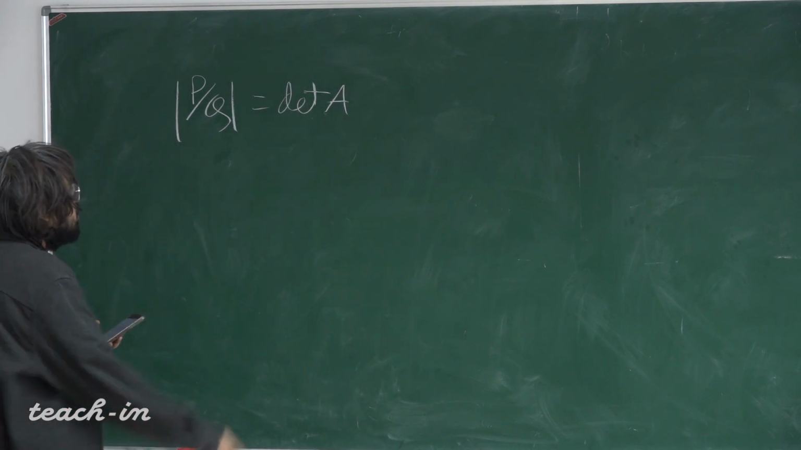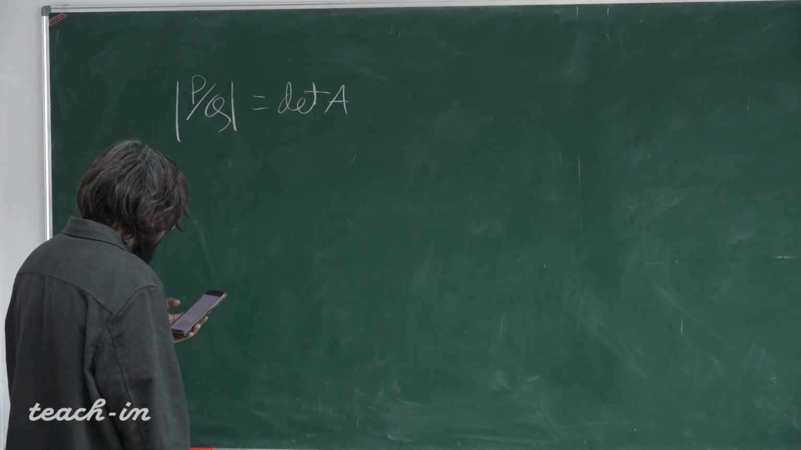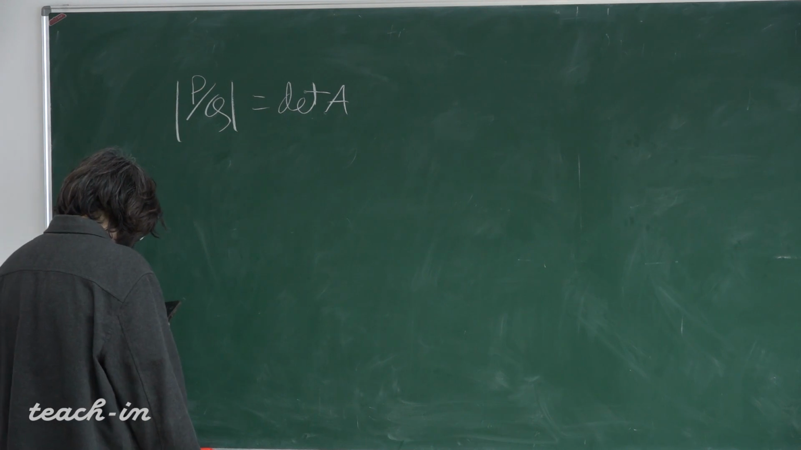Right, where A is this Cartan matrix. And who is P and who is Q? So let me write it down.